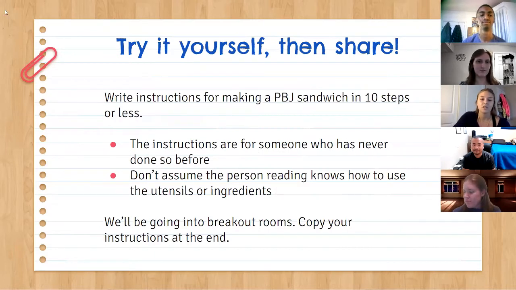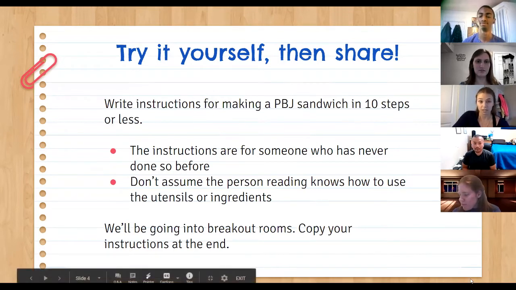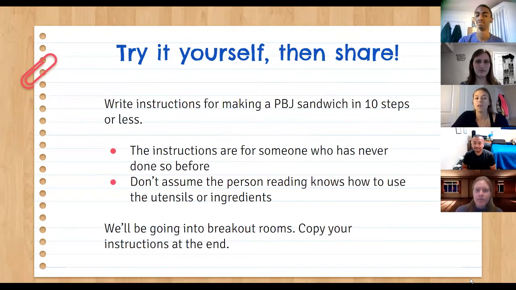All right, so the premise of this challenge is we are going to write instructions for somebody who's never heard, seen, tasted a peanut butter jelly sandwich in their entire life. So most of us know exactly what a peanut butter and jelly sandwich is. Therefore, we have that knowledge where it's like, oh, you just do this. Well, not everybody has that, oh, you just do this knowledge.